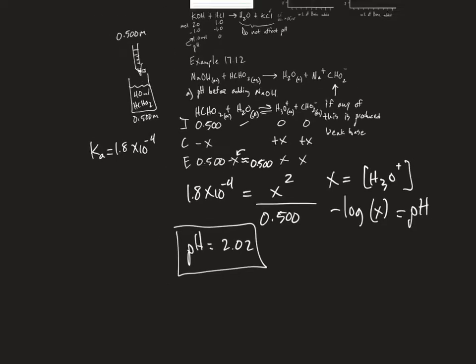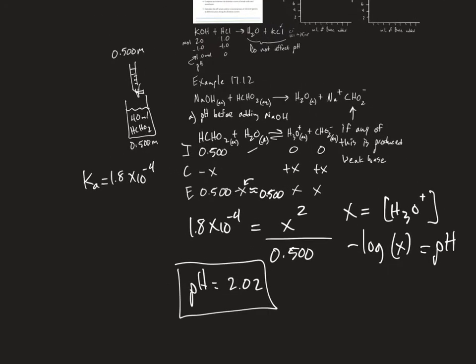So the first step in these titration problems is just to identify what you have to start with. Last time it was a strong acid. This time it is a weak acid. We were given the Ka, and using that, we can use our ICE table technique. So we're starting at a pH of 2.02.